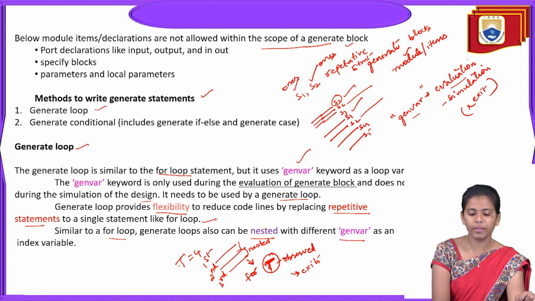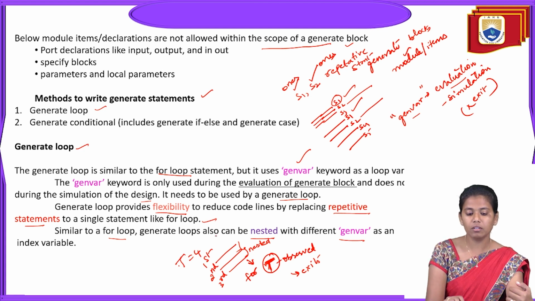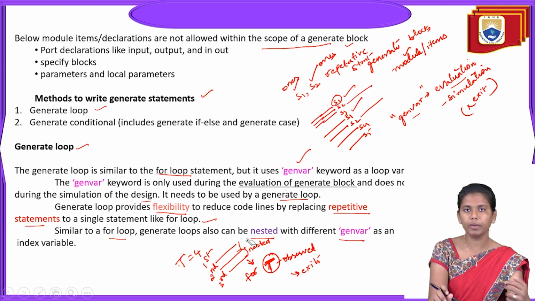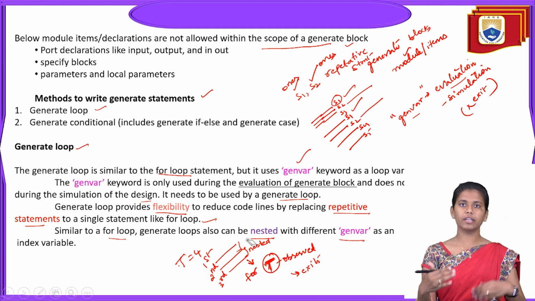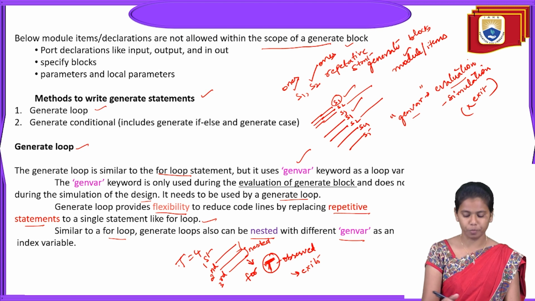So here also in the generate block, when these blocks are repeated, or when the loops are repeated, in between we can make use of, or write, the genvar keyword. The genvar keyword is to be mentioned or instantiated in between the statements. So that is what the generate loop is. We can see the similarity between the generate loop and the for loop.